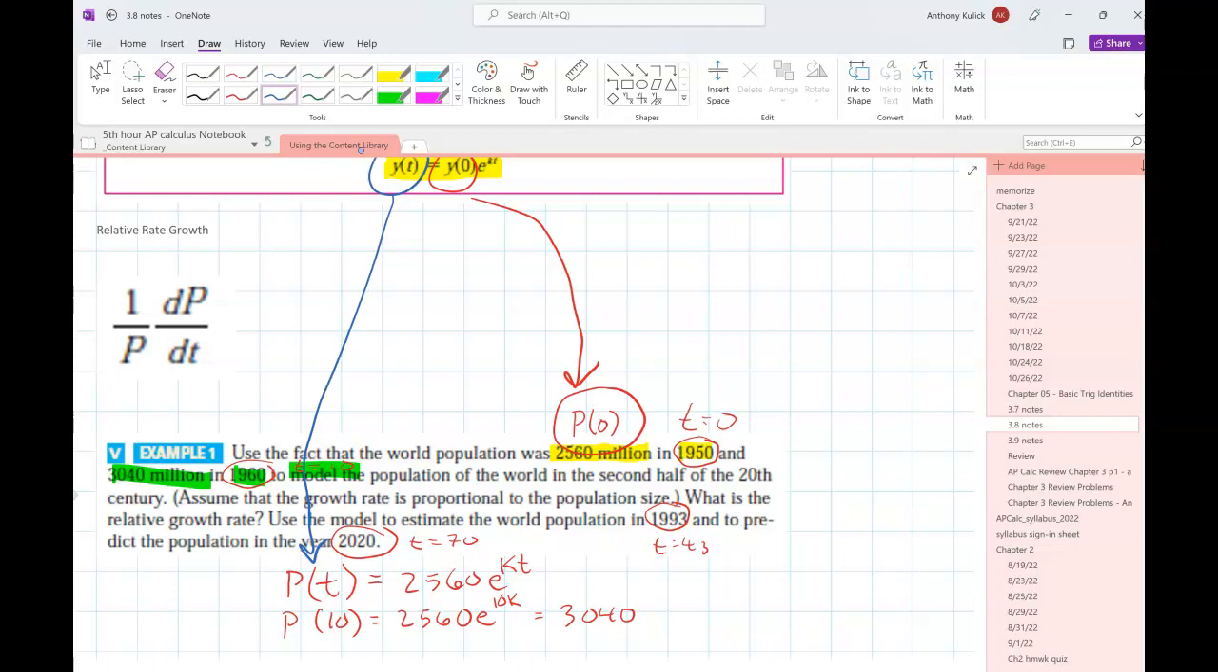Okay. Is that okay? So I'm just starting to write the original function, but I still need k, right? It says, what is the relative growth rate? That's what we're going to be finding. That's our k.